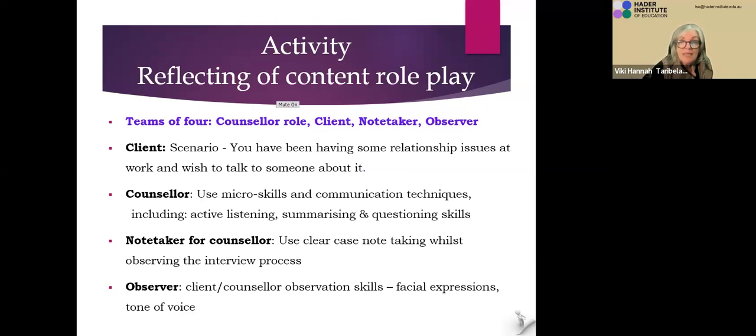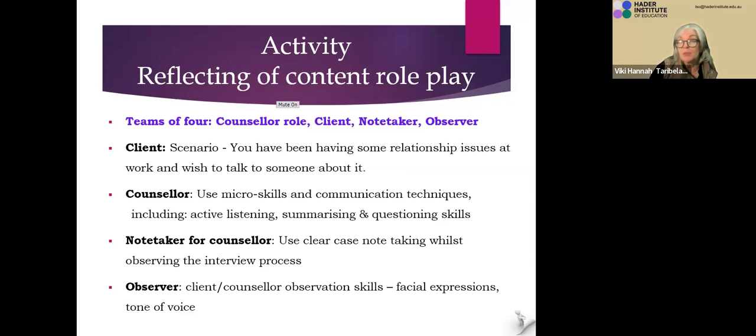And then the counsellor, that's you, uses your micro skills, your communication techniques, including your active listening and summarising, and your questioning skills, your prompts to try and help them open up. You are a note taker as a counsellor as well when you're doing your file notes, and that's why we give you one form to fill in.